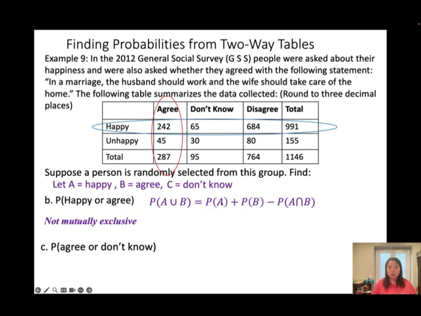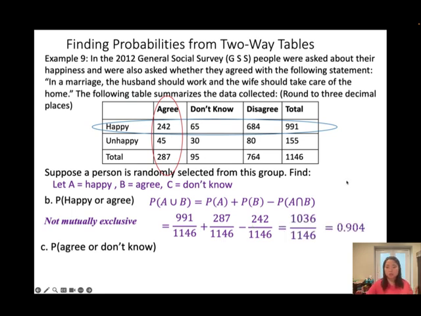Okay, probability of A will be the happy, so it's going to be 991, and the probability of B will be here, 287, minus the intersection, that will be this part. Okay, A is 991, B is 287. Take out the intersection, 242. You're going to find 0.904.